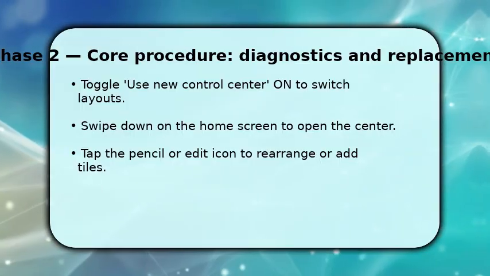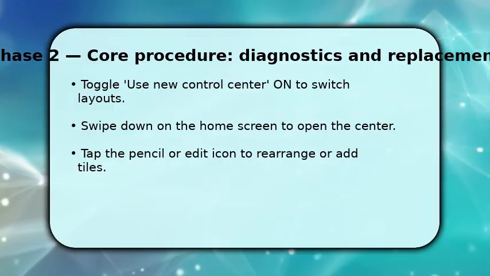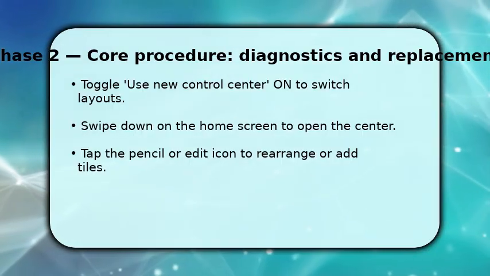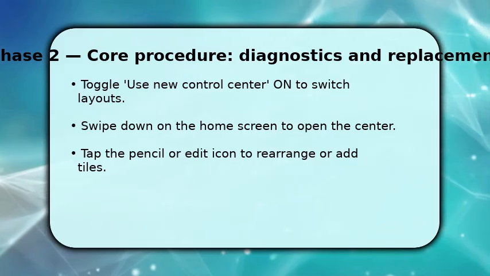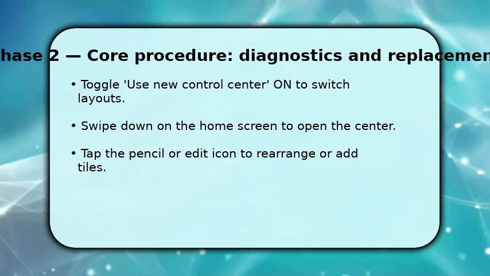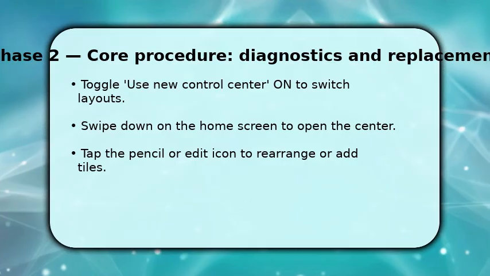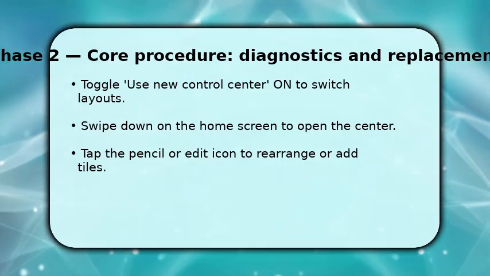Once the layout appears, swipe down from the top right to open it and inspect the quick tiles. To customize, tap the pencil or edit icon, drag tiles to reorder, remove ones you never use, and add essential toggles from the available list. Make sure to save or exit the editor so changes persist. This is why you set the toggle earlier.